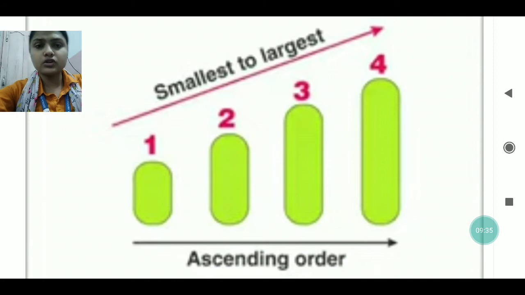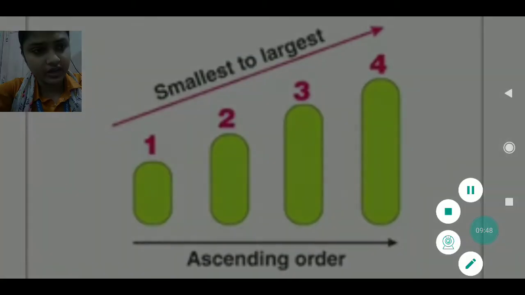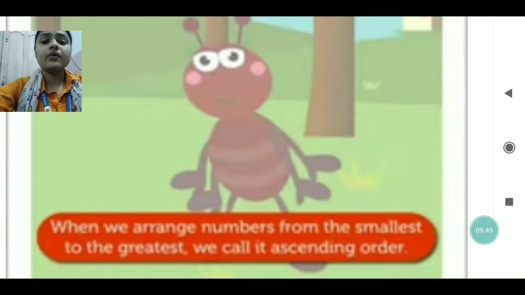From the smallest to the largest we go, like 1, 2, 3, 4. You can see the bars are drawn, and in this you can observe that from 1 it is going to 2, from 2 it is 3, and 3 to 4. Like this it is moving ahead. When we arrange numbers from the smallest to the greatest, we call it ascending order.